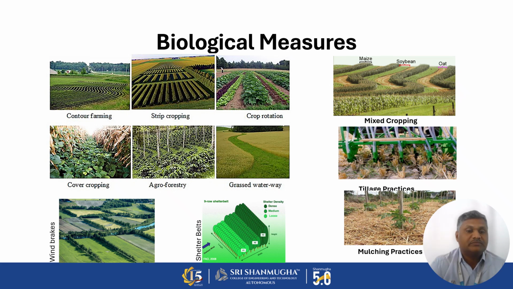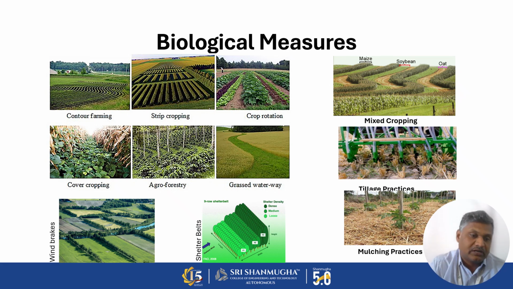Cover cropping or mulching. Here we have covers on the soil surface. Agroforestry: forestry and agricultural crops are cultivated together. The next one is grass waterway. The grasses are grown on the waterway so that it reduces the velocity of the water. And tillage practices: mechanical manipulation of the soil, so it conserves the water. And then this is called mulching practices. We are just covering the soil surface with biological and plastic materials.